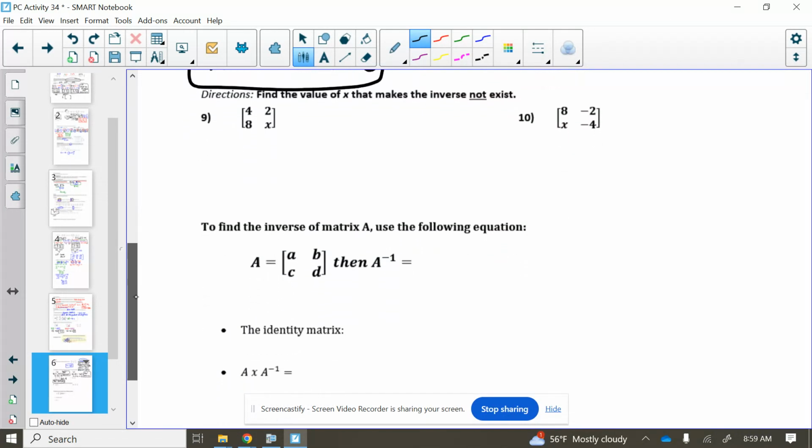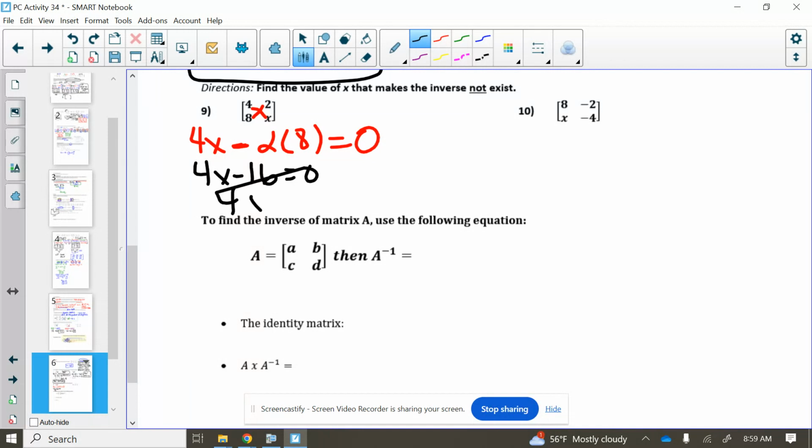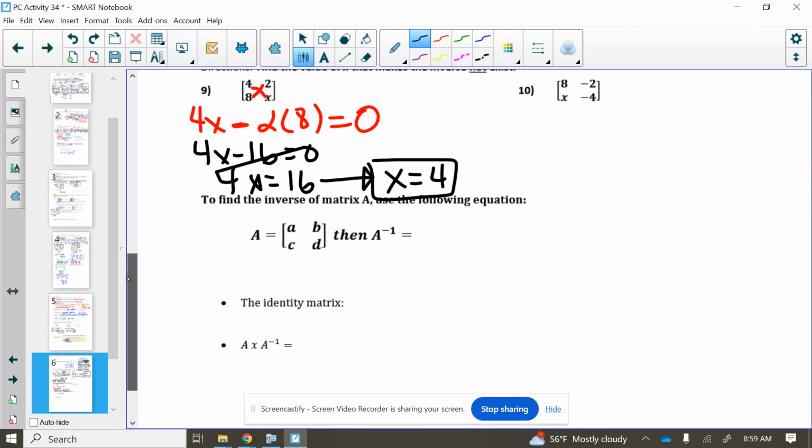All right, now if our determinant is going to cause our matrix to not exist, this is where we want to actually calculate the value when it would equal 0. So we would have 4 times x, minus b times c, which is 2 times 8. When will it not exist? Well, when it equals 0. So we set up and solve. 4x minus 16 equals 0. 4x, if we add over 16, equals 16. So when x equals 4, this would cause us an issue. Try the other one on your own.